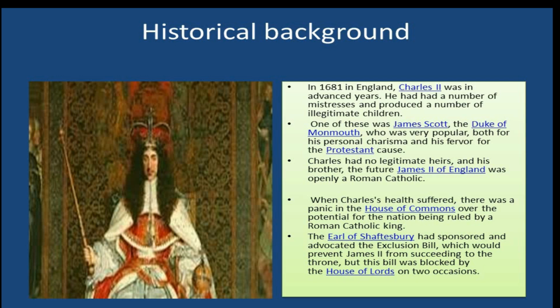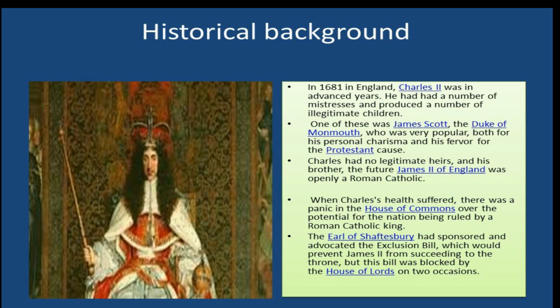One of these was James Scott, the Duke of Monmouth, who was very popular, or famous, both for his personal charisma and his fervor for the Protestant cause. So people liked James Scott, or the Duke of Monmouth, one of the illegal children of King Charles II, for two reasons. Firstly, he had charisma, and secondly, he was enthusiastic about the Protestant cause.